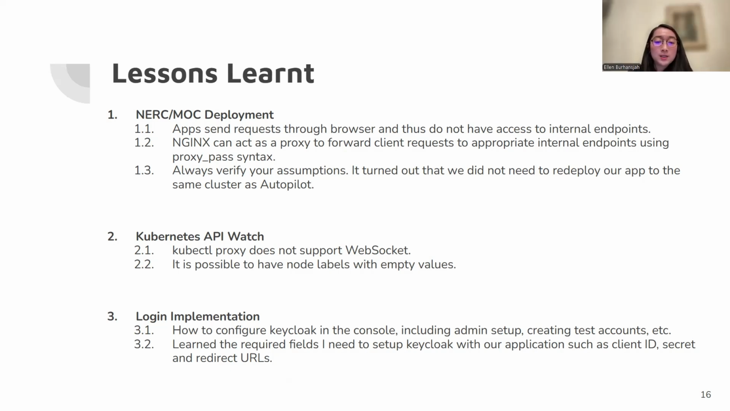Regarding the Kubernetes API watch, we learned that kubectl proxy does not support WebSocket and that it's possible to have node labels with empty values, so it's always important to check. For the login implementation, I learned how to configure Keycloak in the console, and that includes admin setup and creating many test accounts. I also learned the required fields I needed to set up Keycloak for our application, and these would be the client ID, client secret, and redirect URLs.